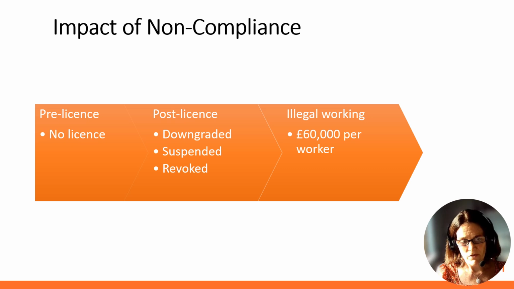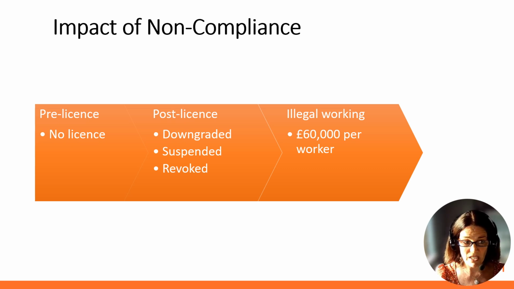So what is the impact of non-compliance on a sponsor? Well, if the non-compliance is discovered during the pre-license assessment stage, it's unlikely the license will be granted. If discovery occurs during the post-license stage, the license may be downgraded. An A-rated license may be downgraded to a B rating if a sponsor does not continue to meet their sponsor responsibilities. If this does happen, a sponsor will not be able to issue any new certificates until improvements have been made and the license has been upgraded back to an A rating.